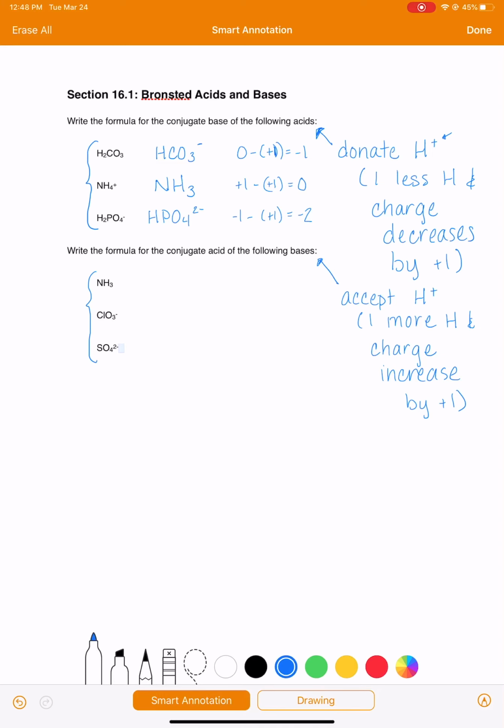So for NH3, we want to add a hydrogen. Instead of NH3, it's going to be NH4, and our charge is going to go up. We're starting with a 0, no charge, and we're going to be adding a +1 charge. So the charge is going to become +1. For ClO3-, we have to add a hydrogen, so now it's going to be ClO3H, or you could write HClO3 if you wanted. The charge is going to go from -1. We're going to add a +1, so now it's going to have no charge, neutral charge.